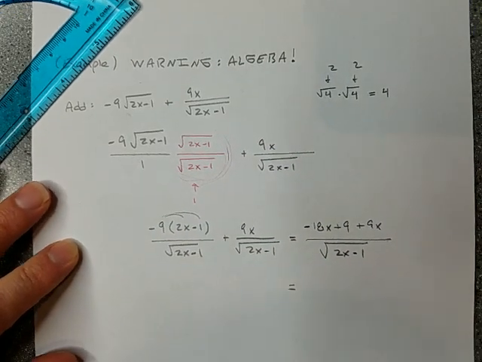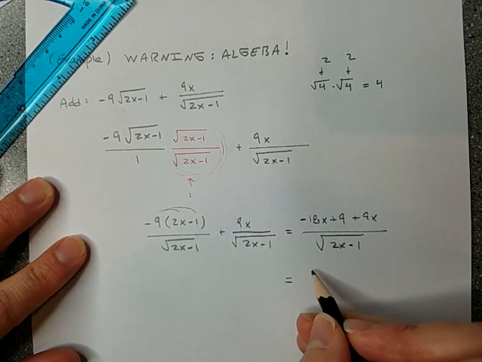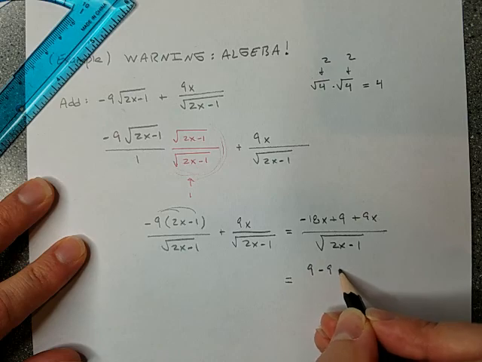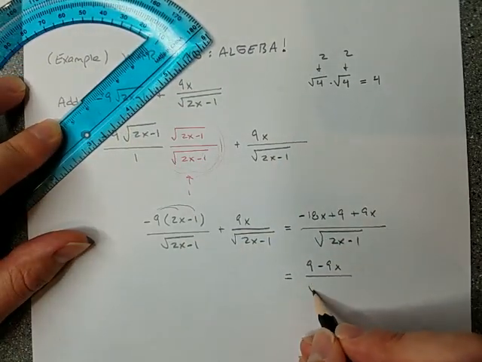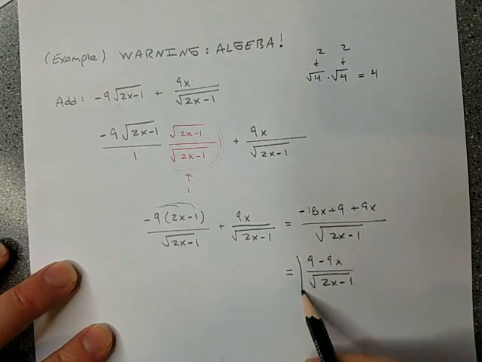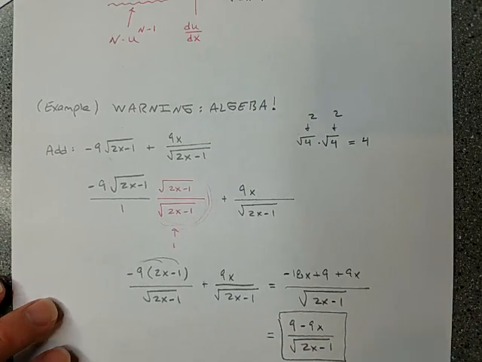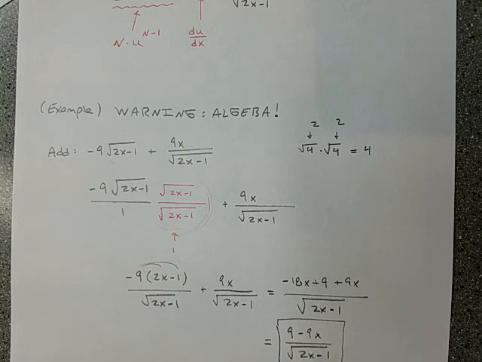We'll get our final answer like this. The negative 18x and the 9x, those are like terms. So I'll get a 9. Those make negative 9x. So I'll get 9 minus 9x over root 2x minus 1. Okay, there's my answer. That's algebra. That's not calculus. But calculus does involve some algebra, like it or not. Okay, so I give you warning that yes, there's some algebra that we have to know.